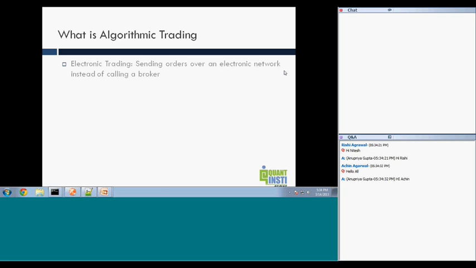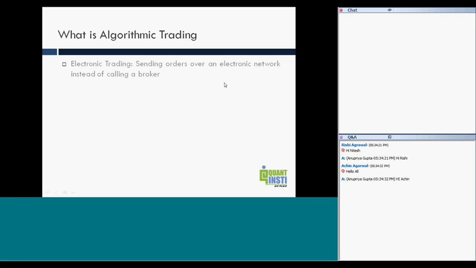Electronic trading is simply sending orders over an electronic network instead of calling a broker. There are various ways to connect to the exchange. Even the internet is quite popular among retail players, but most professional prop trading firms or hedge funds use dedicated point-to-point lease lines to connect. So that is electronic trading, which is a superset of algorithmic trading.